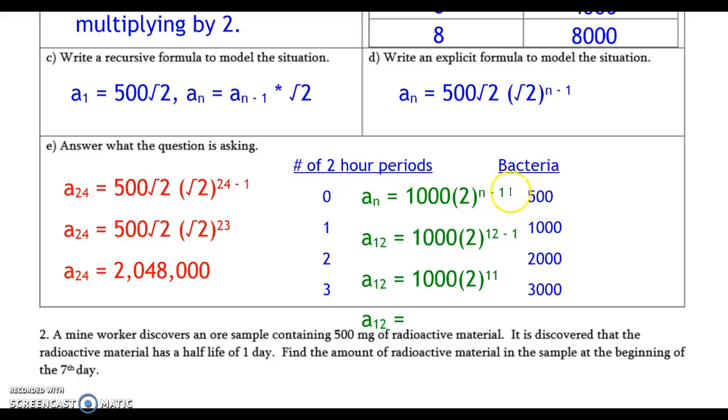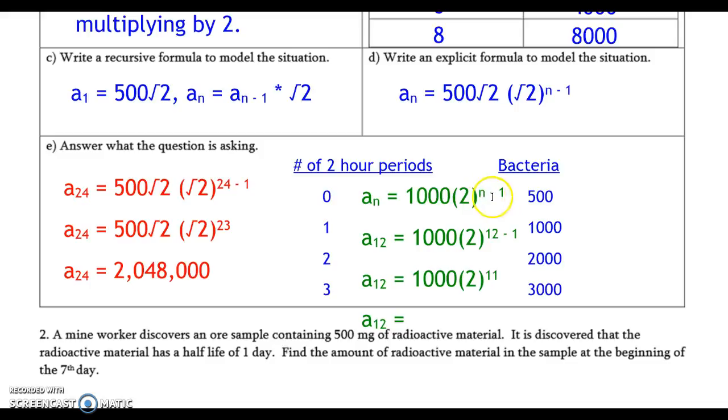All right, hopefully you identified the fact that this 1,000 is our first term because after one 2-hour period, we're looking at 1,000 bacteria. Hopefully you also identified that from this 2-hour period to this 2-hour period, we multiply by 2, multiply by 2, multiply by 2, etc. So that 2 is our common ratio.